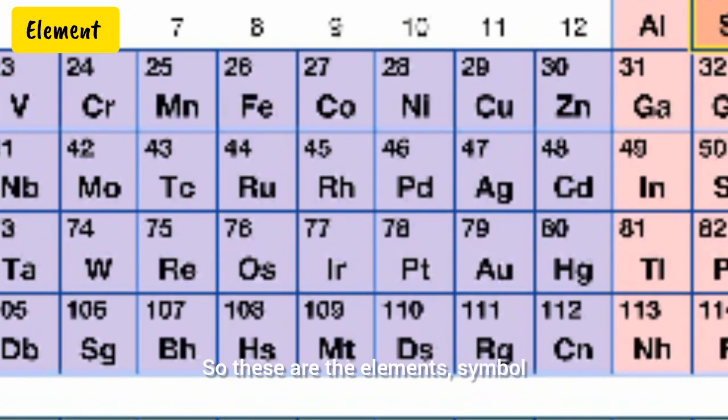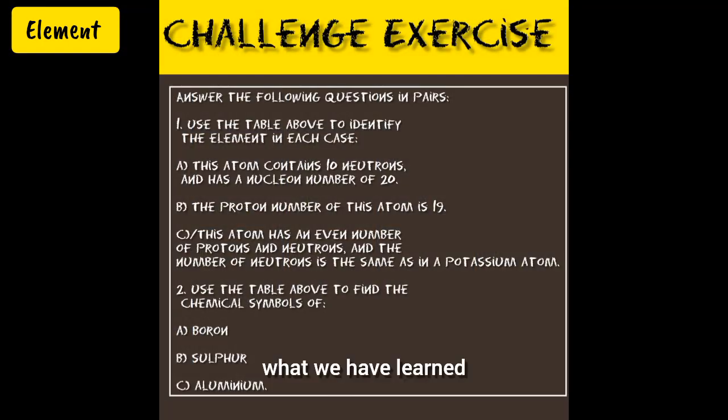So these are the elements: symbol, proton number, and the nucleon number. Here's an exercise to practice what we have learned. These questions are extremely easy and I know that you can go through them. If you're having trouble, just watch the last video and you'll be able to find the answers.